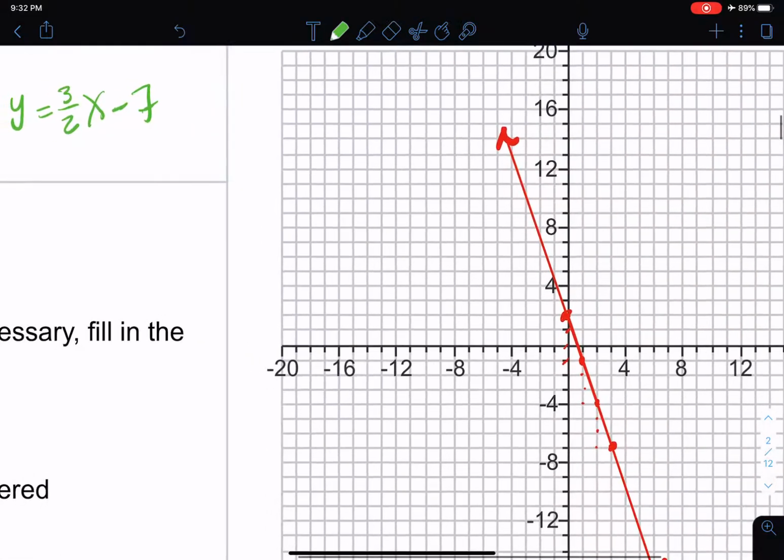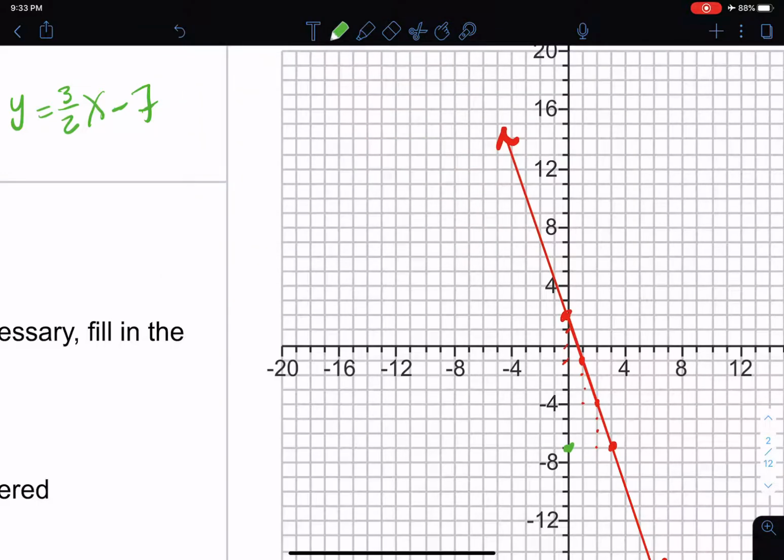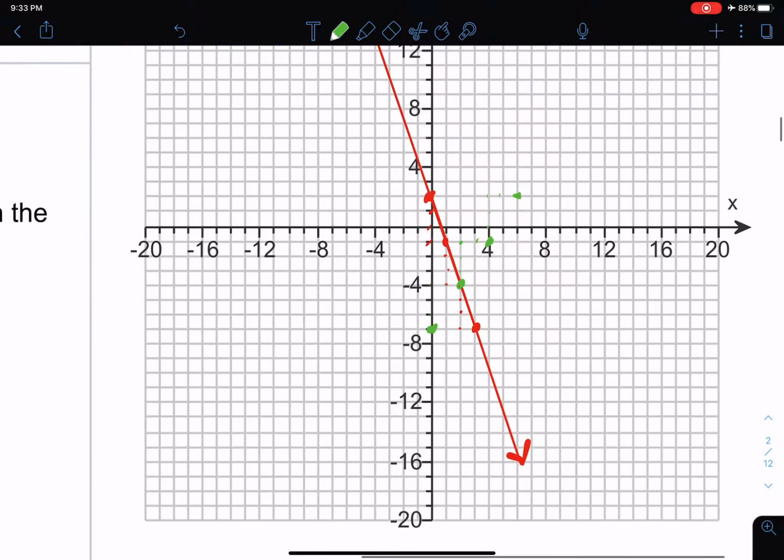So we go down here to negative 7. And it says go up 3 and right 2. So we go up 1, 2, 3 and right 2. Perfect. Up 1, 2, 3 and right 1, 2. So there's that.